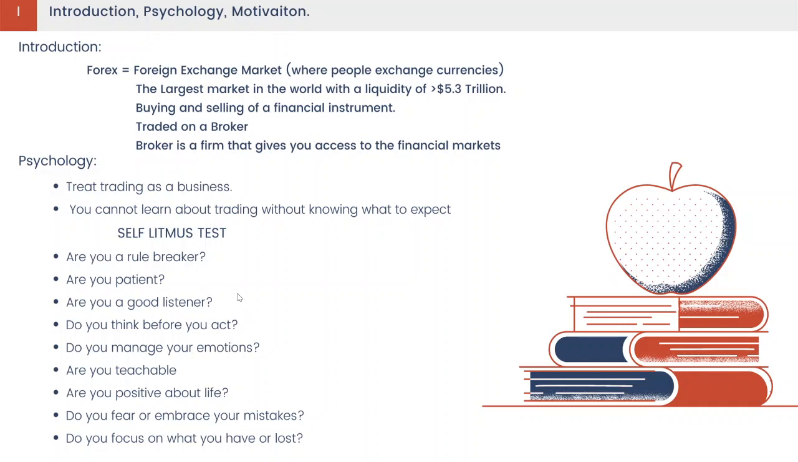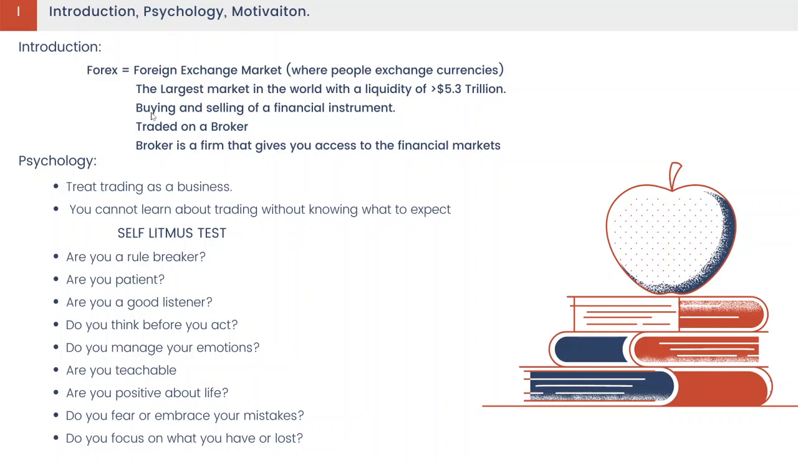And then what is the foreign exchange market? It's a place where people go to exchange currencies. Now, the foreign exchange market is the largest market in the world. And the reason why it is the largest market in the world is because it has a liquidity of about $5.3 trillion or greater than that. Now, liquidity means capital. Capital means money. It means this foreign exchange market has a capital of about 5.3 trillion. Meaning people put so much money into it, meaning there's so much money to be made there.